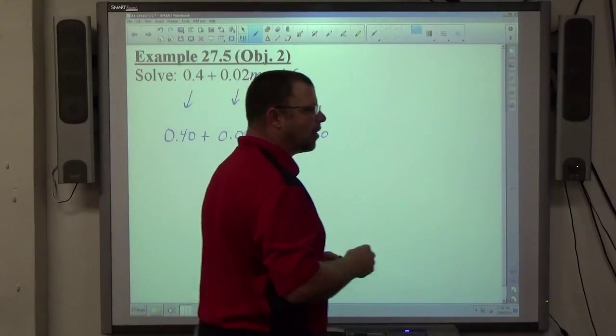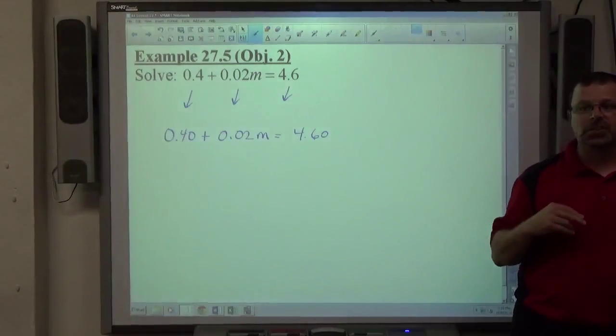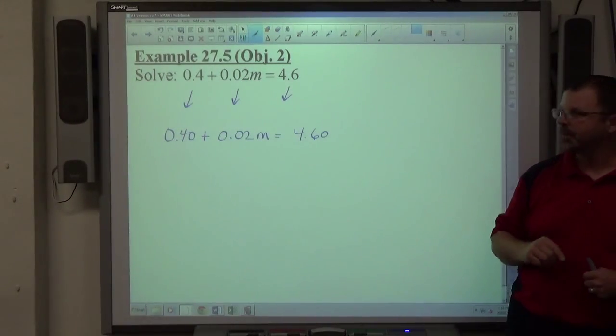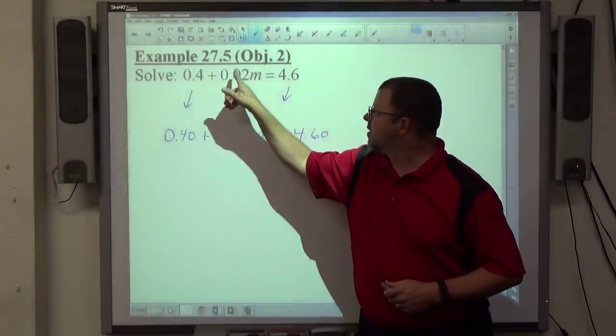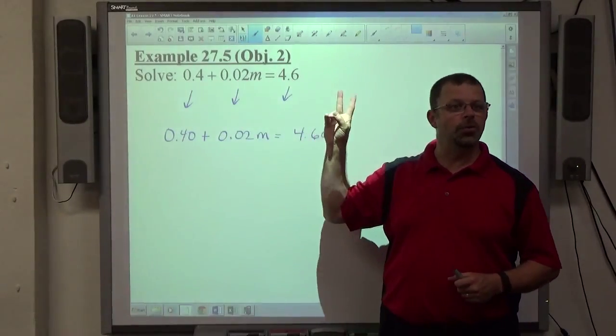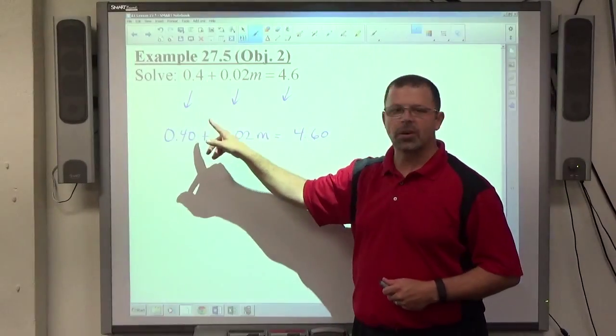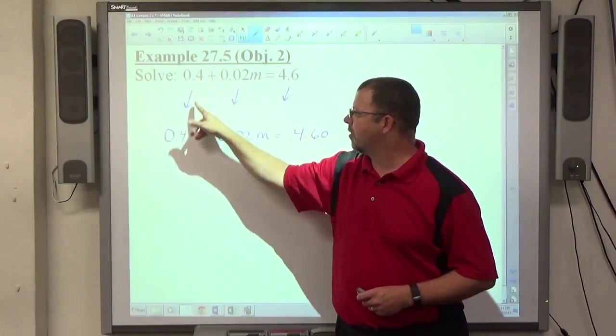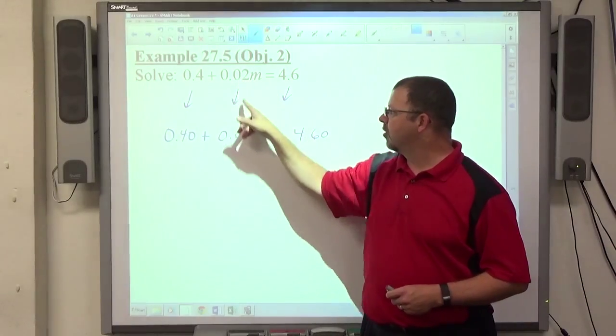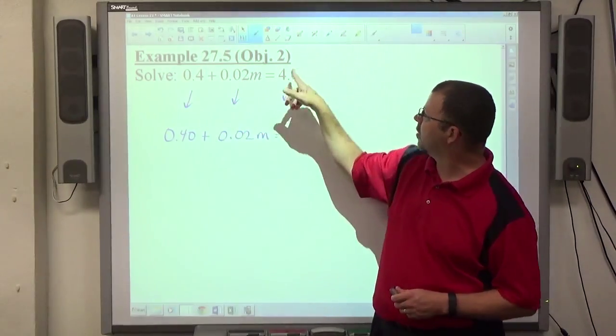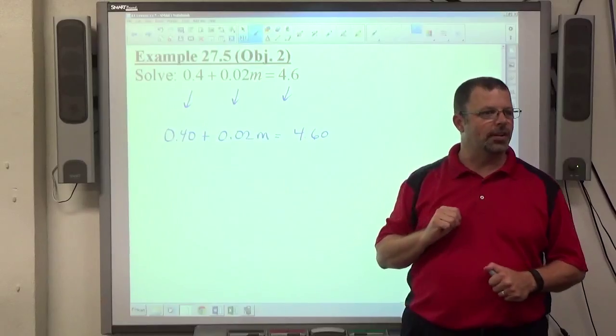Okay, the first thing I did was I established that 2 decimal places is the maximum number of decimal places. That has 1 decimal place, that has 2, that has 1, so 2 is the most. And I make sure everything has 2 decimal places by adding zeros at the end of the ones that don't have enough decimal places. So 0.4 is the same as 0.40, 0.02 already had 2 decimal places, so it stayed 0.02, 4.6 is the same as 4.60.